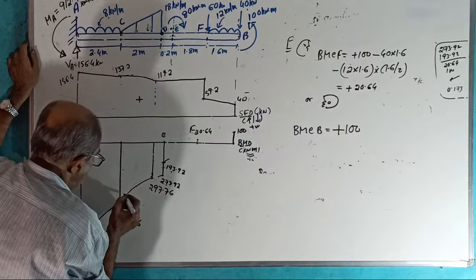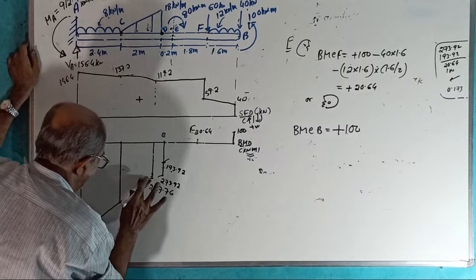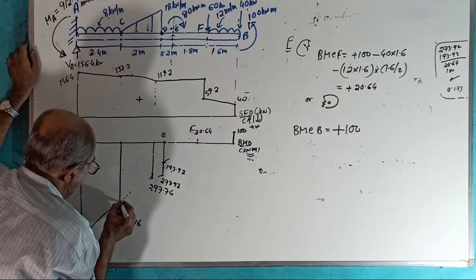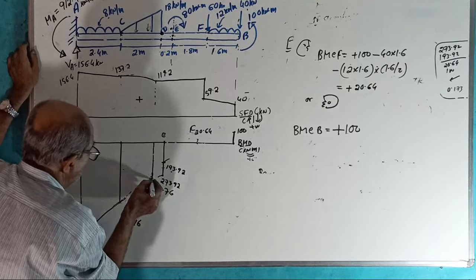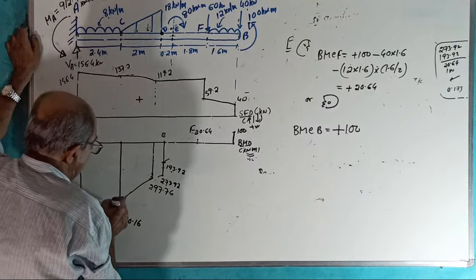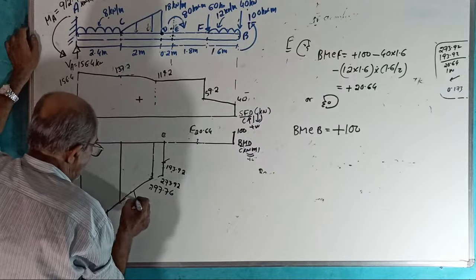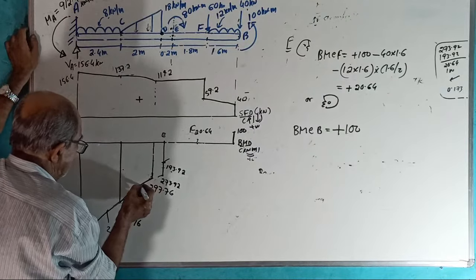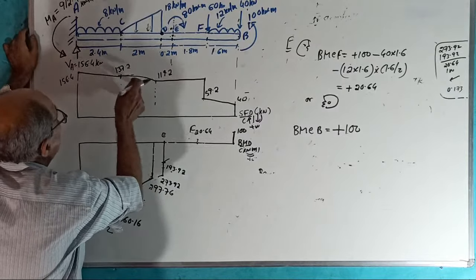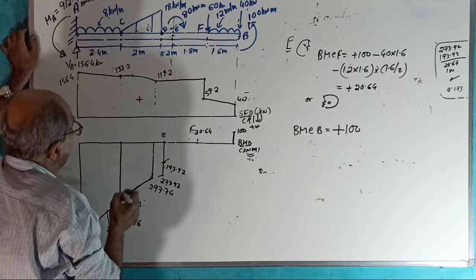Okay. Now, if I draw a tangent here, it should be same for both. So this is second degree parabola, third degree parabola. And at this point, either side shear force same, common tangent.